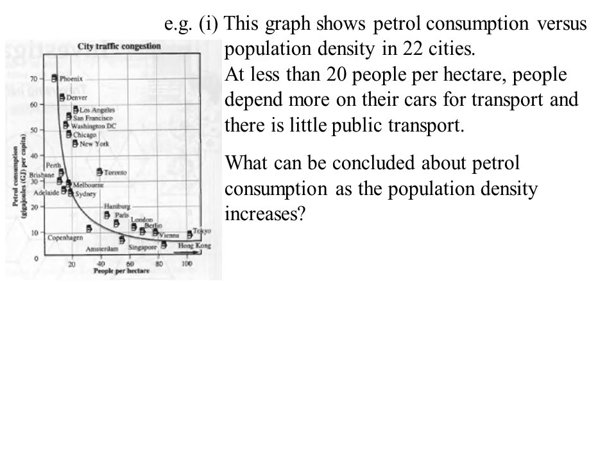Now, at less than 20 people per hectare, people depend more on their cars for transport. Well, that makes sense. You're not going to have public transport if you've only got a few people in a very large area. What can be concluded about petrol consumption as population density increases? So this is the graph that's describing it. There's all the different towns.